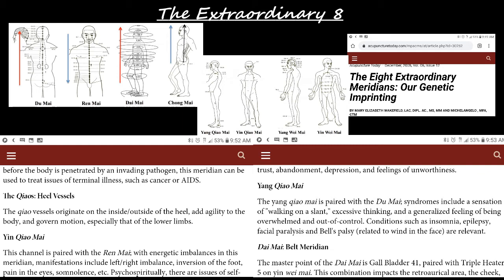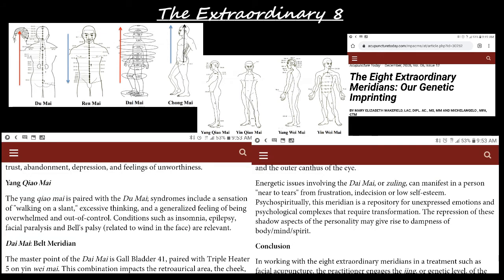It causes energetic imbalance in the meridian, and the manifestations of that include left to right imbalance, which sounds like vertigo to me, inversion of the foot, pain in the eye, somnolence, and other stuff, etc. Psychospiritually, it deals with issues of self-trust, abandonment, depression, and feelings of unworthiness.